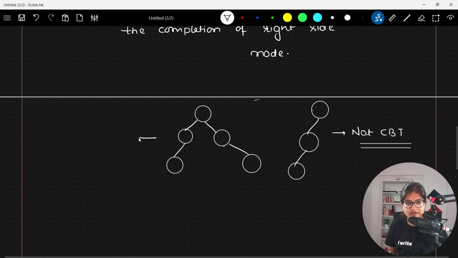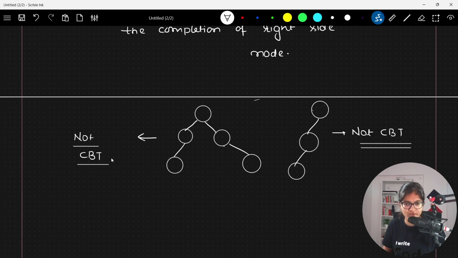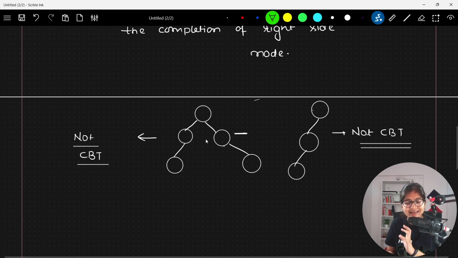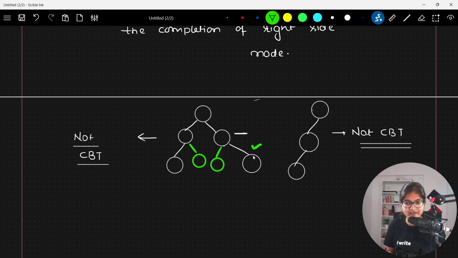Here in the next part, this is also not a CBT. Why? If you observe, the second condition is violated here. The first condition is fine: the present level is complete, and only then is it going towards the next level. But here, the left side is not completely filled yet. There is a space, and we are filling this particular node. So this is also not a valid CBT.